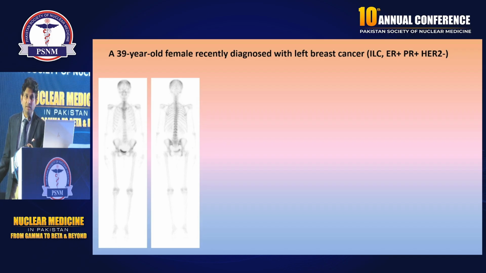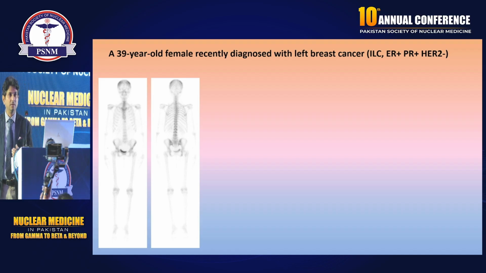So I start with a case. This is a case of a 39-year-old young lady with left breast cancer, ER/PR positive, and this is a whole body bone scan. Didn't find anything. The size of the tumor is 1.5 centimeter. So what do you think? What will be the mode of further treatment for this patient?